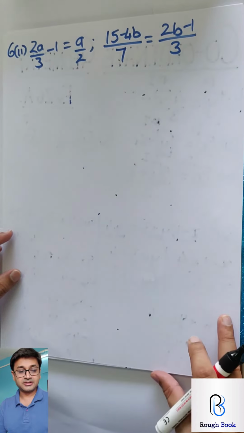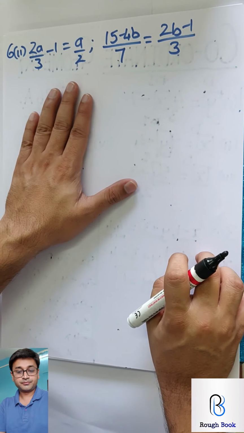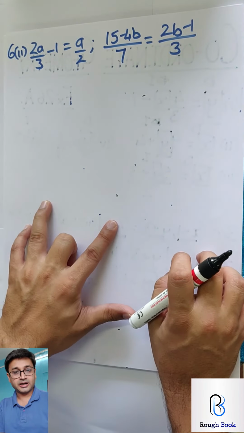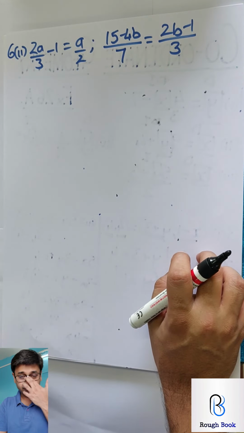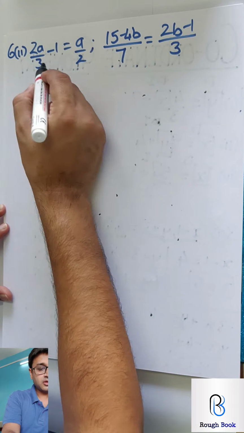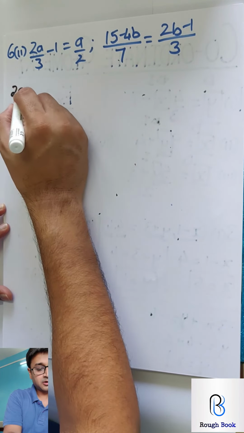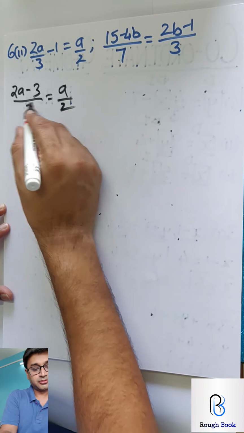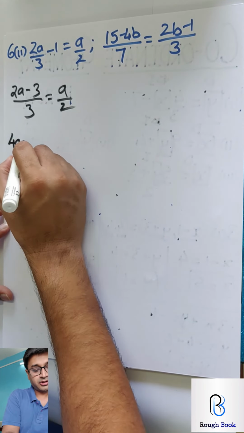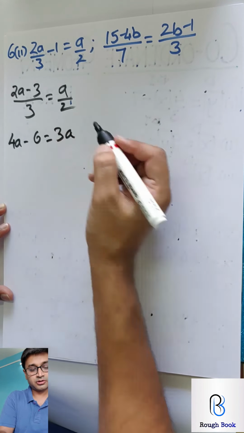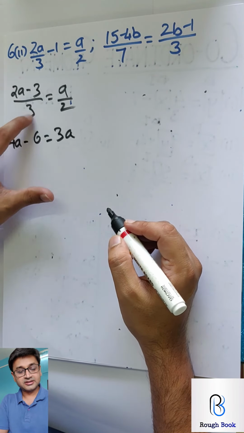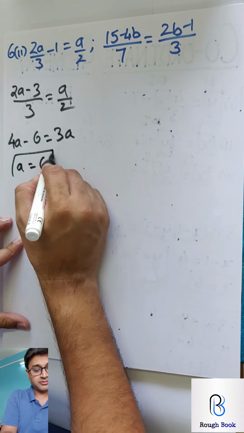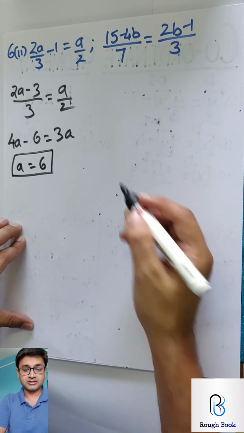Likewise, the same type is sum number 6 part 2. This is one part, this is the second part. Solve each part at a time and get me the values of a and b. Come on, try it. So first I am taking the LCM. 2a minus 3 by 3 equals a by 2. Cross multiply, so I get 4a minus 6 equals 3a. 3a goes on the other side, so only a, 6 coming on this side. So we managed to get the answer.